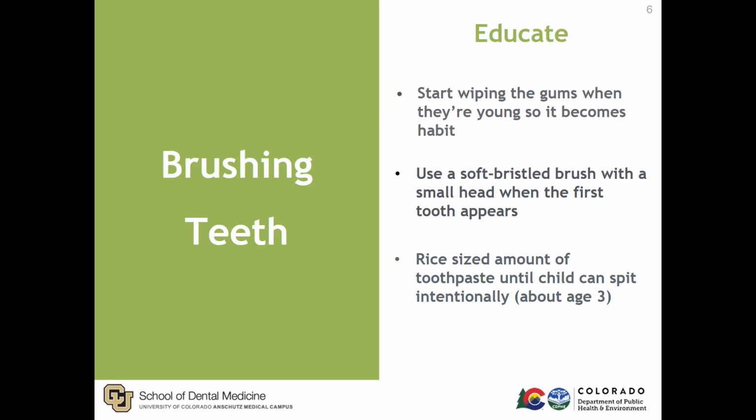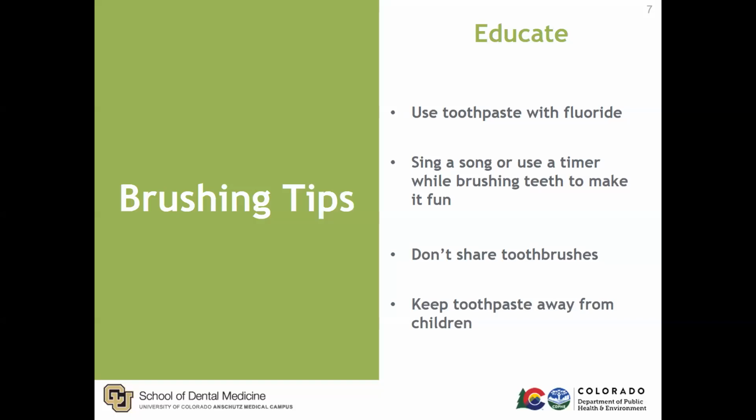Most young children get their first tooth between 6 to 12 months of age. Once the first tooth appears, it's recommended that teeth are brushed in the morning and before bed using a soft, bristled brush with a small head. For children less than 3 years old, a tiny amount of toothpaste, about the size of a piece of rice, should be placed on the brush. Toothpaste with fluoride should be used.